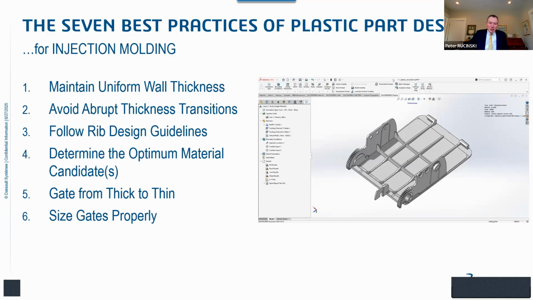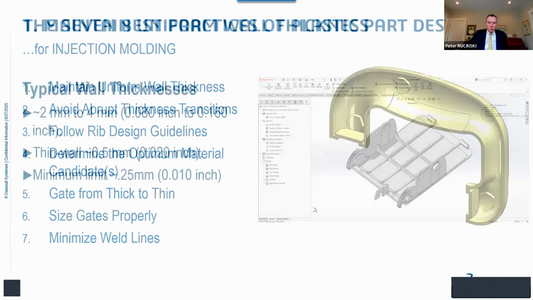Make sure that you size your gates properly. I can't tell you how many times I see a problem where the simple problem is that everything else is generally okay, but the gate is just way too thin. So the thickness or the diameter of the gate is just way too thin for the mold cavities to be properly filled and packed. And then number 7, always try to minimize weld lines, due to the fact that they can be structural defects in your part.